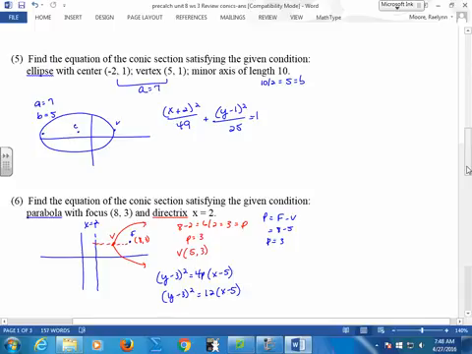Find the equation of an ellipse, almost the same as the last one, right? With the center and a vertex point. Find the equation of your parabola.